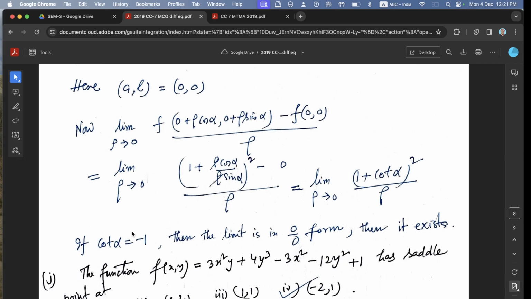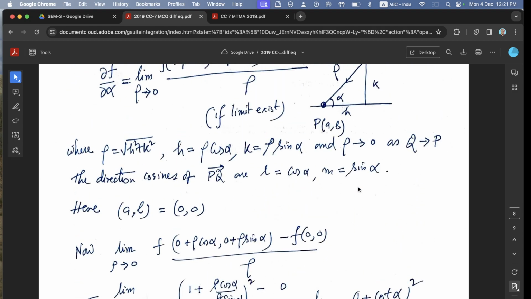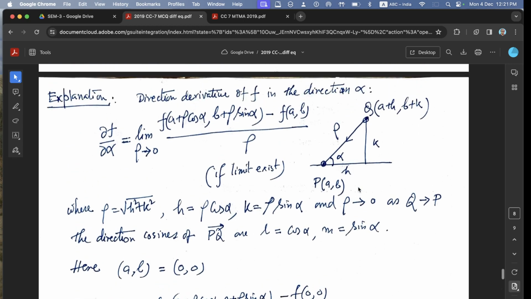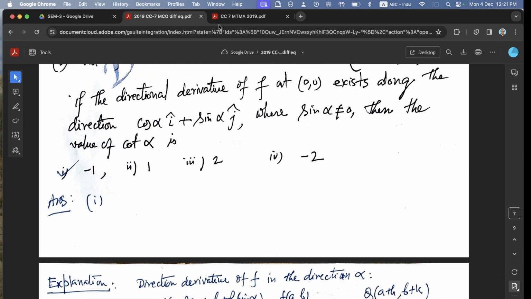Now, if cot alpha equals minus 1, then 1 minus 1 is 0, the limit is in 0 by 0 form, and then this limit exists. So this directional derivative exists when cot alpha equals minus 1. The correct option is 1.